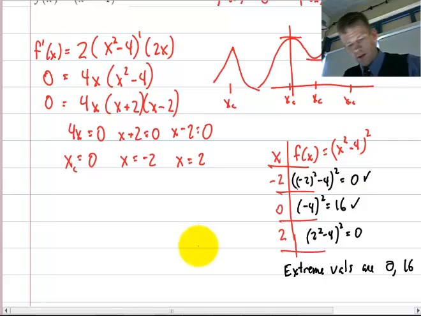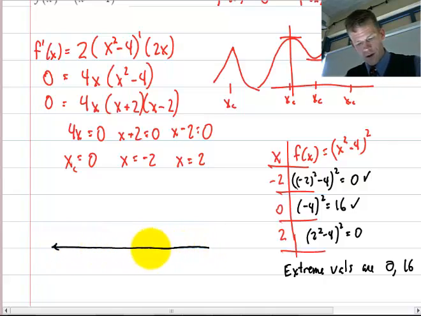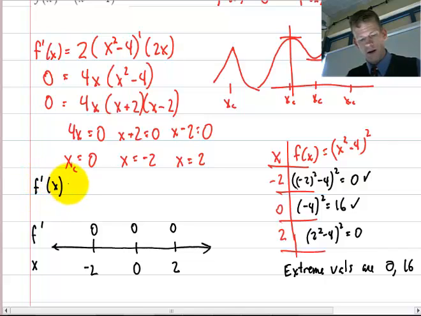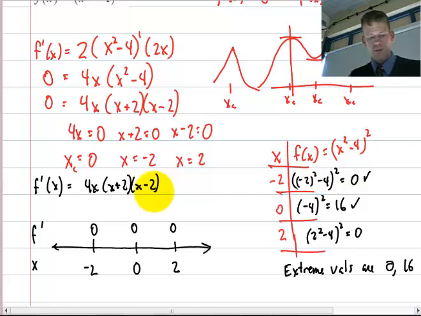So what we do for this case is we make a number line for our derivative values. So this is f prime, and underneath I'm going to put the critical values. So I have -2, 0, and 2, and I'm going to put a 0 above because these critical values, my derivative was 0 at them. Now I'm just going to interval test. The derivative that I'm interval testing is a nice easy function. It's got this 4x, x plus 2, x minus 2. I'm going to plug in a test point.